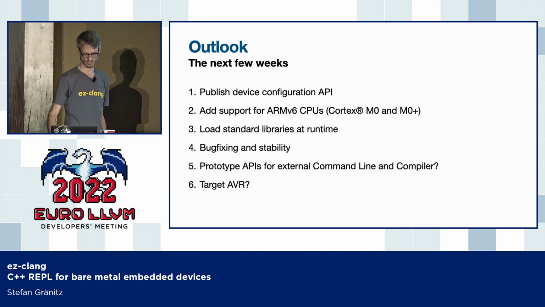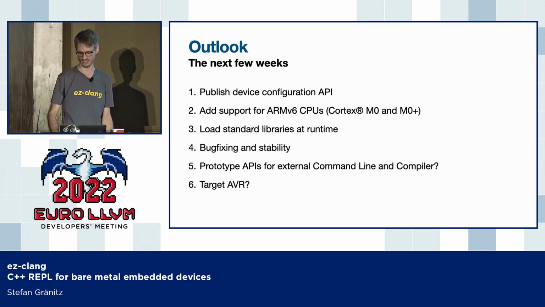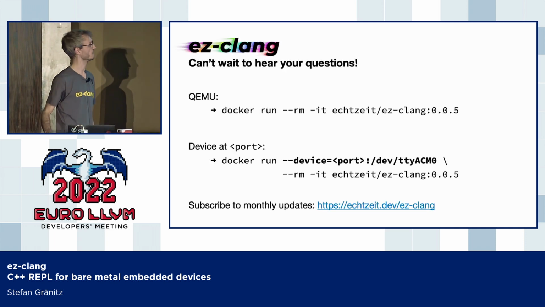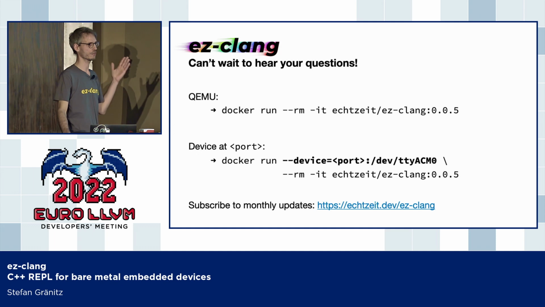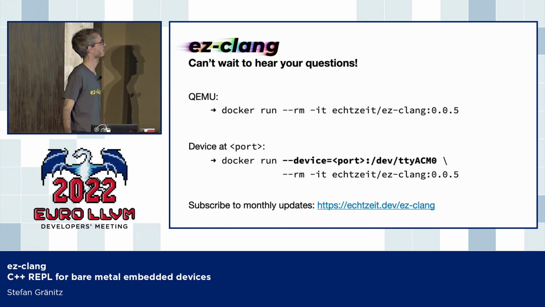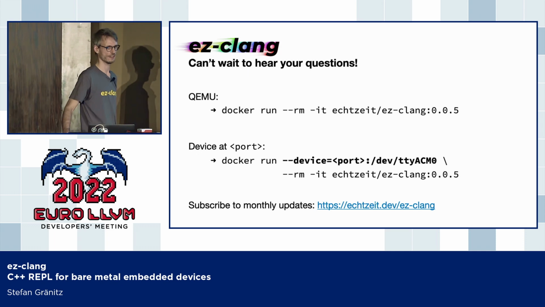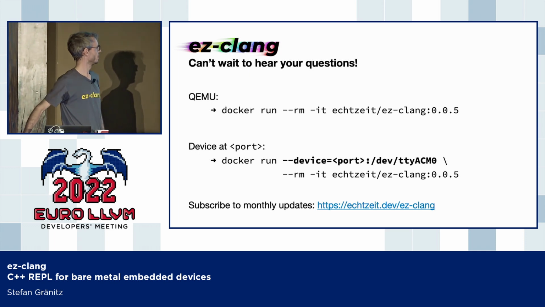I think I will skip the Outlook. You can read it on your own in the slides afterwards, and go to my last slide, which shows the command to run ez-clang with QEMU out of the box with Docker, and the second command you can use to connect an actual physical device and run code there.